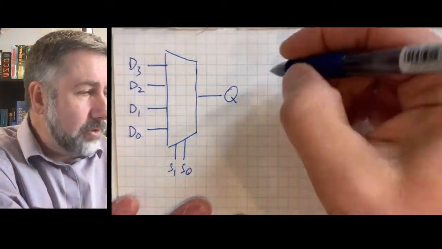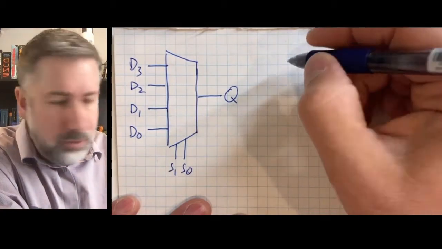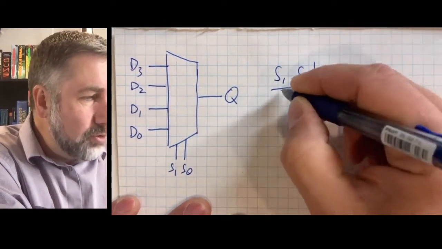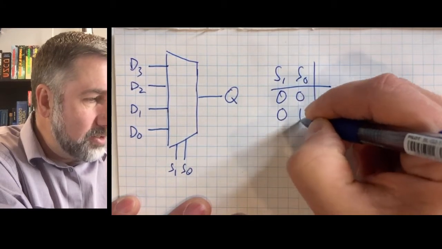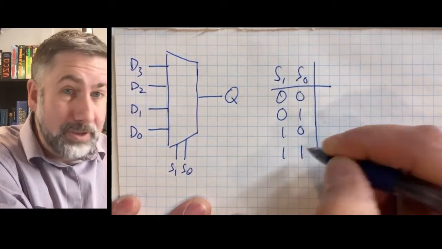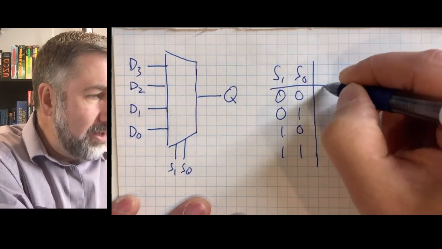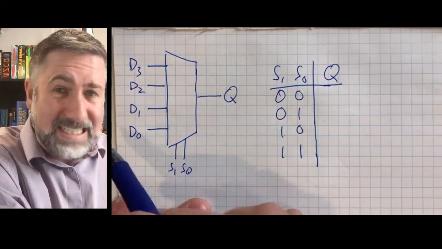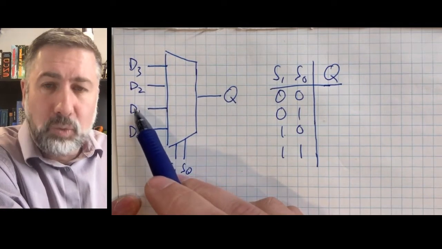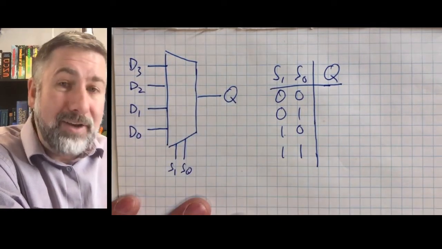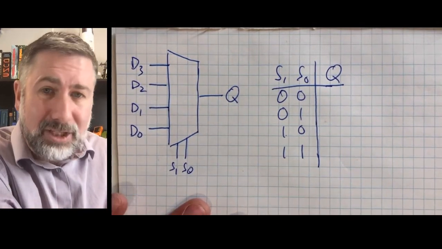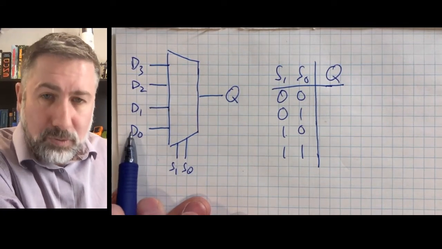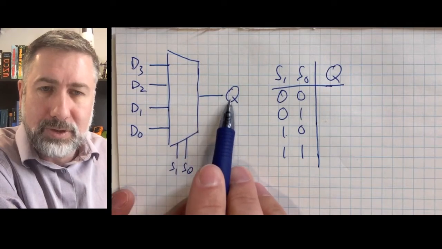So let's draw out a truth table for this, and it's going to look a little different than our regular truth tables. We're going to have 2 inputs, S1 and S0, and as usual, the S1 and S0 have these 4 possibilities. And then we're going to have an output Q. Now we're missing a whole bunch of inputs, right? D0 could be 1 and 0, D1 could be 1 and 0, D2, but really we don't care what the value of those data inputs is. We just want to route that data input through to Q.